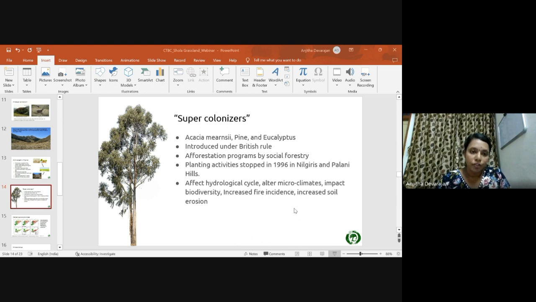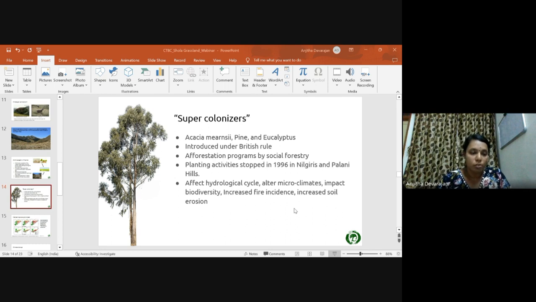So after the plantation activities, which were carried out by the British and also later by the social forestry program of the forest department, they started propagating on their own. They started invading the grasslands.